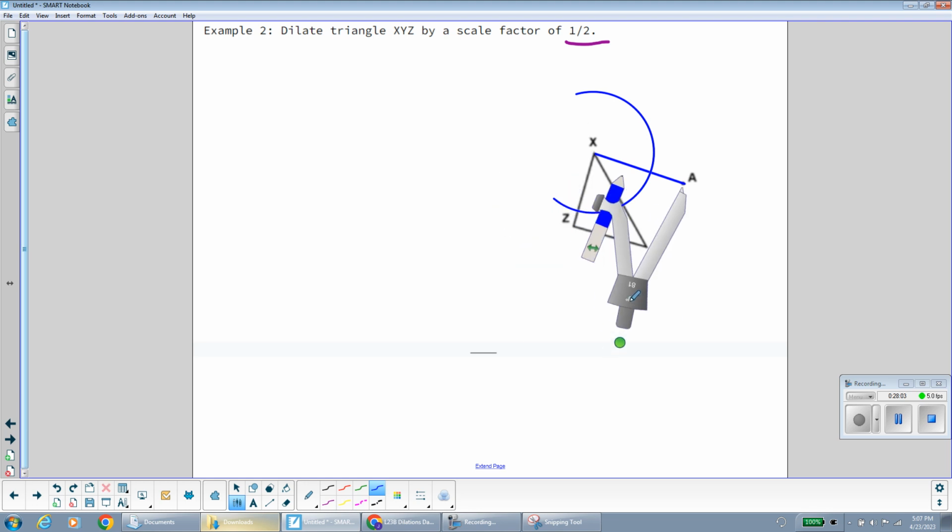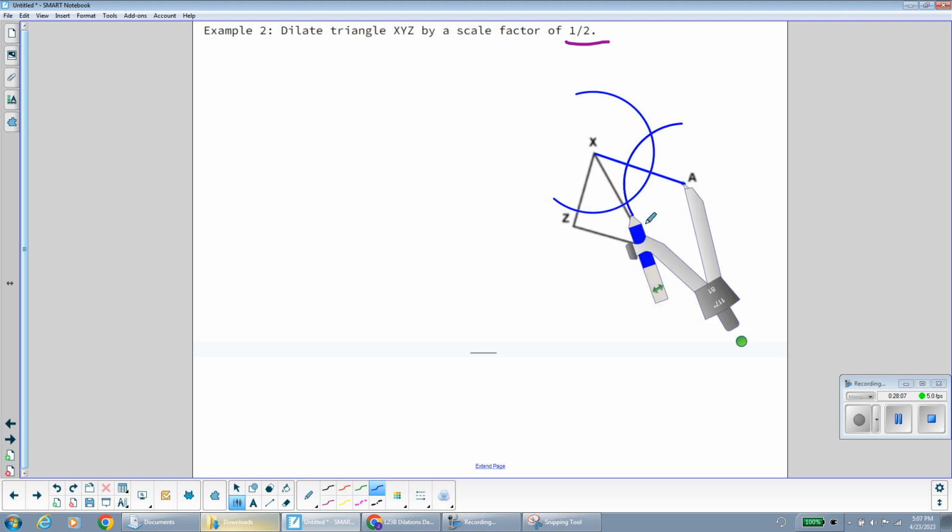Without changing the distance, go over to the other endpoint, and the same arc above and below. And right through those intersection points is my perpendicular bisector. And that would be the midpoint of that line segment. So that would be half the distance between where X is now and the center of dilation. So that would be the point X prime.